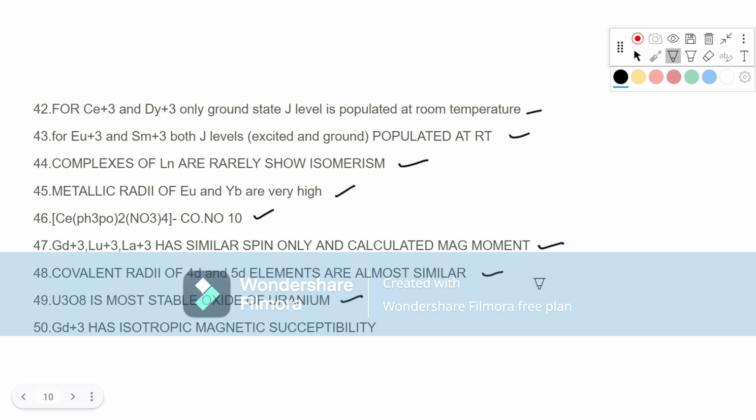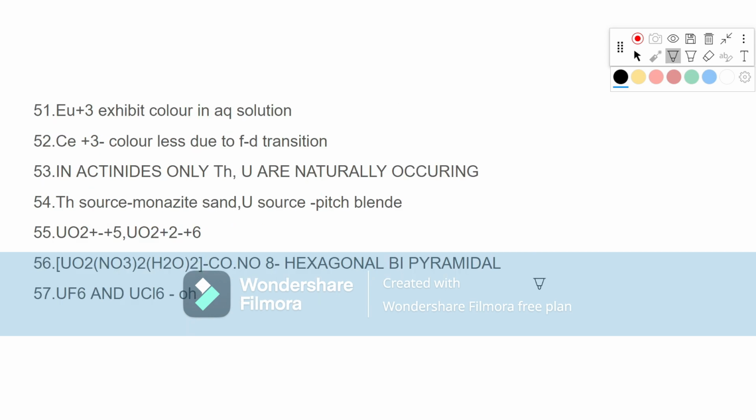Next, gadolinium +3 has isotropic magnetic susceptibility. This is also a previous year question. Next, europium +3 exhibits color in aqueous solution. We have to remember this. Cerium +3 color, generally it is colorless. Cerium +3 is colorless due to f to d transitions.